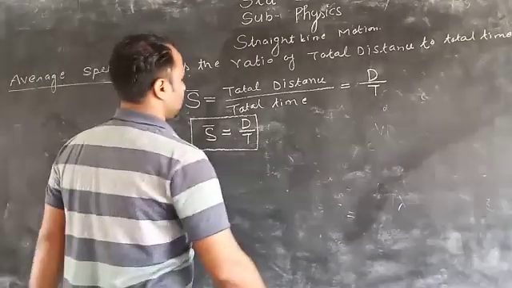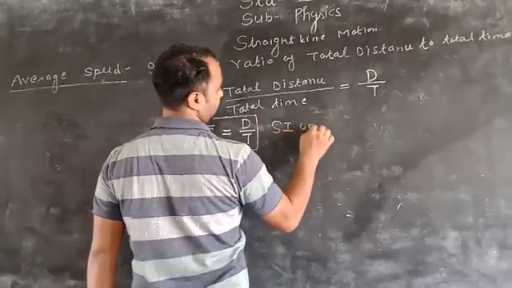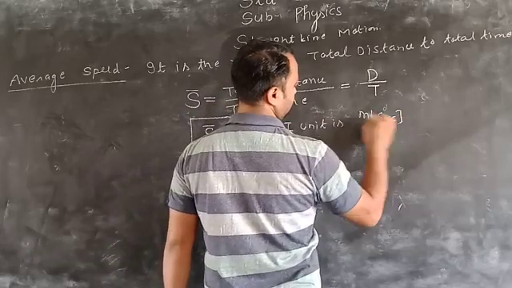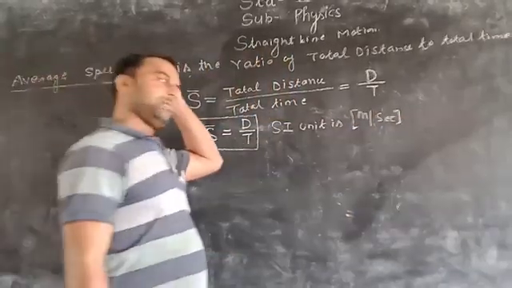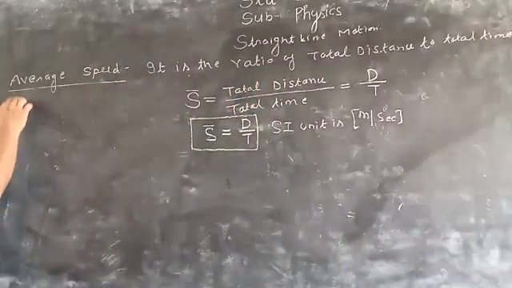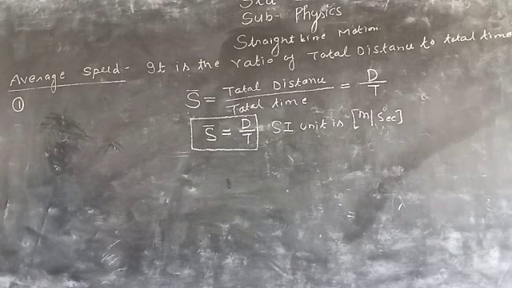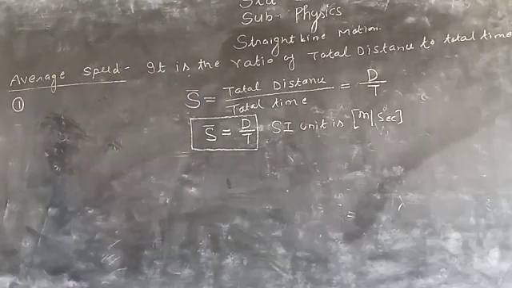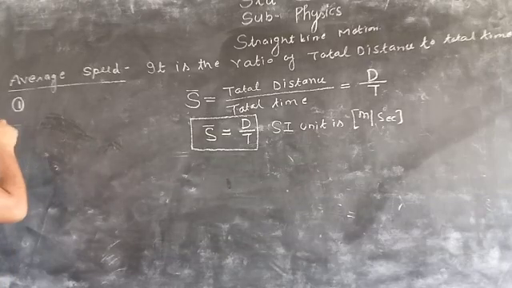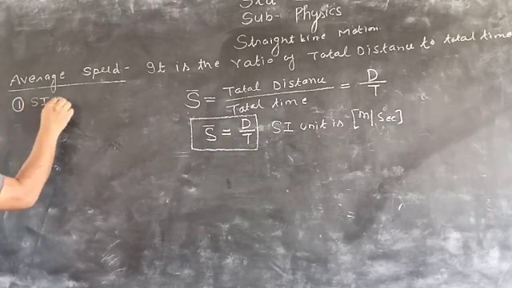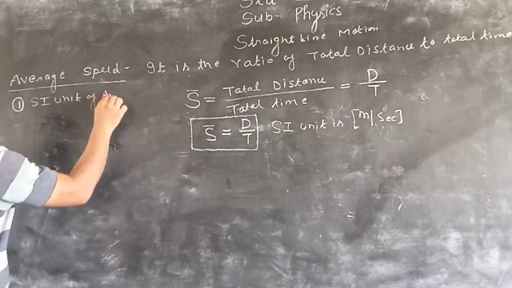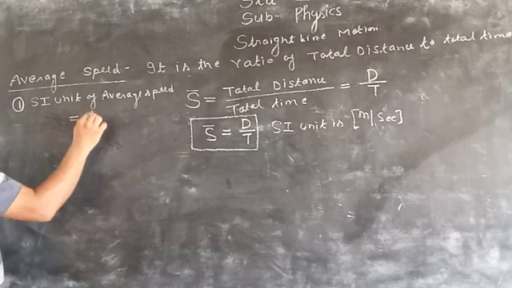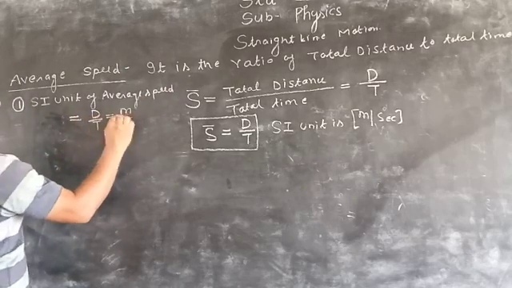So what is the SI unit we have to consider here? SI unit is meter per second. So we have to understand the first point, the definition. The definition says it is the ratio of total distance to total time. This is the definition of the average speed. So what is the SI unit of average speed? It is total distance upon total time, means meter per second.